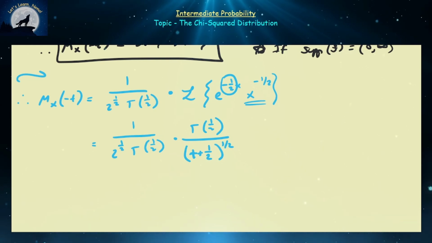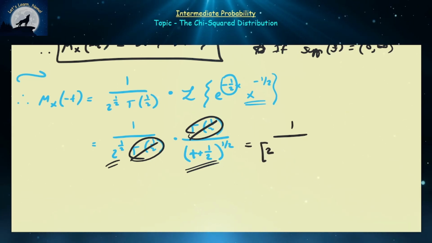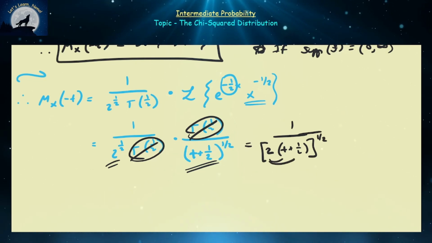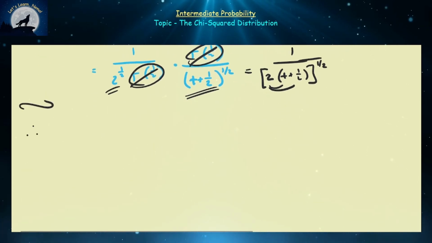And then we can simplify this a little bit, because we see something very nice: gamma 1/2 is going to eliminate inside of this expression. And notice that 2 to the 1/2 and t plus 1/2 have the same exact power of 1/2. So we can combine them and write this as 1 over bracket 2 times t plus 1/2 all to the power of 1/2. And then we can distribute that 2 in, making it 2t plus 1.